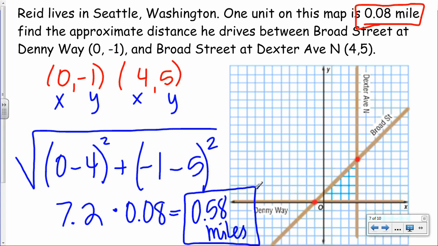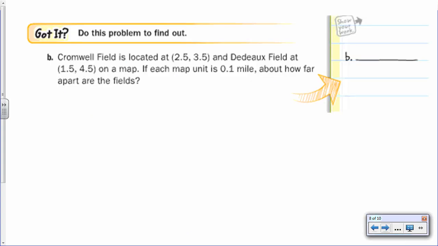Okay? Now I want you to pause it and try it. Alright, B says Cromwell Field is located at 2.5, 3.5, and Dedeaux Field at 1.5 and 4.5 on a map. If each map unit is 1/10 of a mile, about how far apart are the fields?